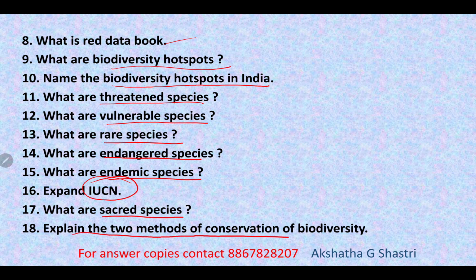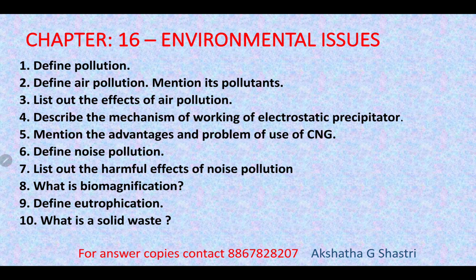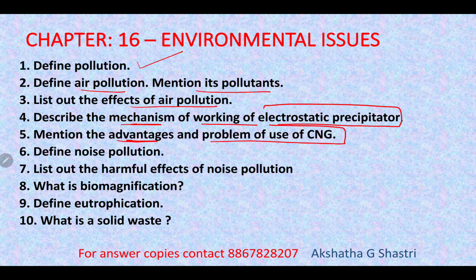Explain the 2 methods of conservation of biodiversity. Next, let us move towards the last chapter, environmental issues. In this, define pollution, define air pollution, mention its pollutants, list out the effects of air pollution, describe the mechanism of working of electrostatic precipitator, mention the advantages and problems of the use of CNG, define noise pollution, list out the harmful effects of noise pollution. What is biomagnification? Define eutrophication.